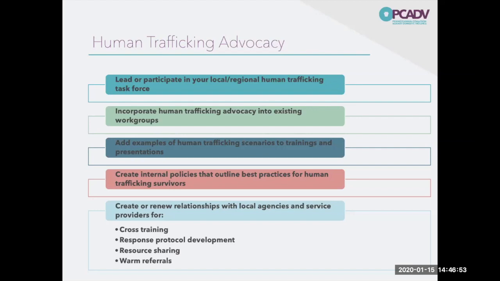One of the other suggestions I think is really helpful is starting to create internal policies that help outline best practices for human trafficking survivors. So if you're going to be doing this work, talk about it. Talk about it in your agency first. Talk about what it's going to look like. Talk about if there are different things that you need to think about or do if you're going to be bringing human trafficking survivors into shelter, for example, or providing mobile advocacy or housing.